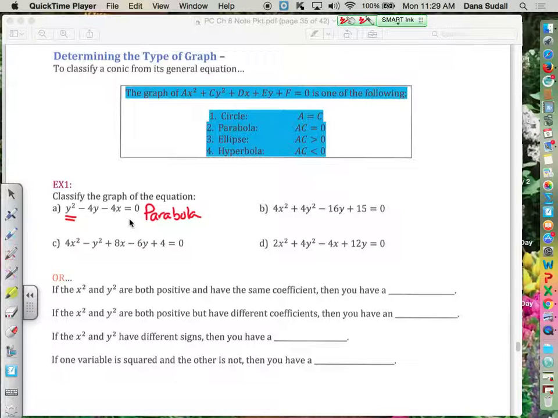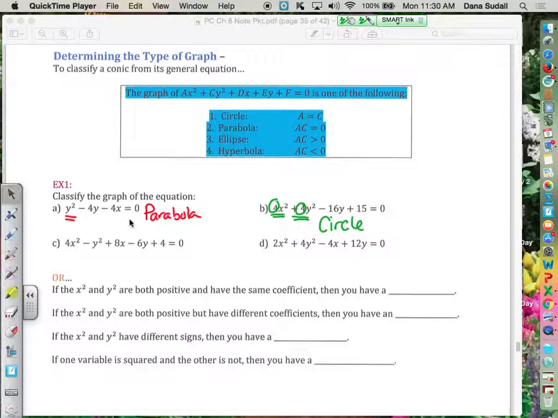If you think about something like letter B, you have a 4x squared plus a 4y squared. So if it's a plus in between, it either has to be a circle or it has to be an ellipse. And think about it. If these coefficients are the same, it means that you're going to go left and right and up and down the same value. It's going to make it a circle.